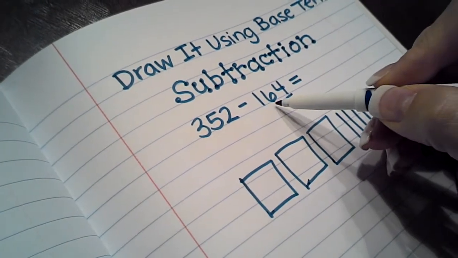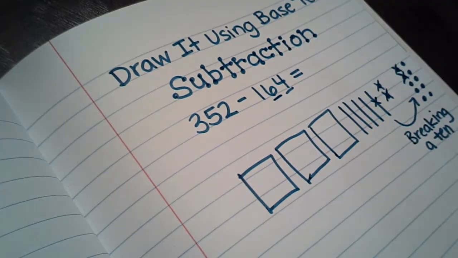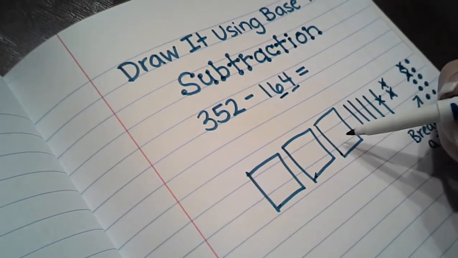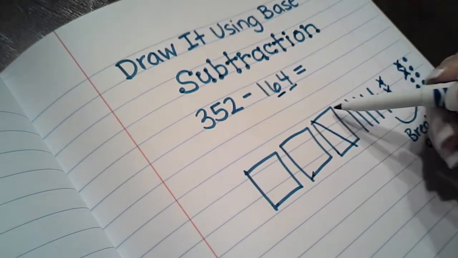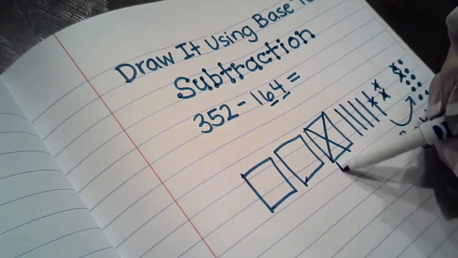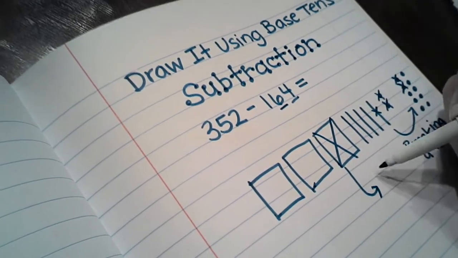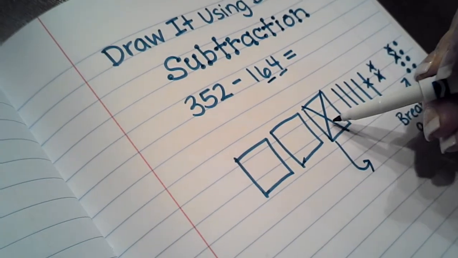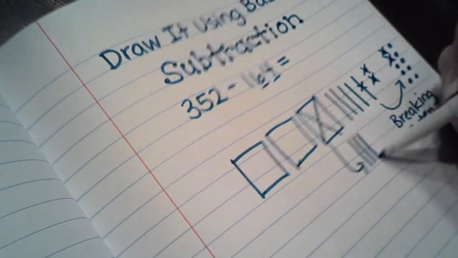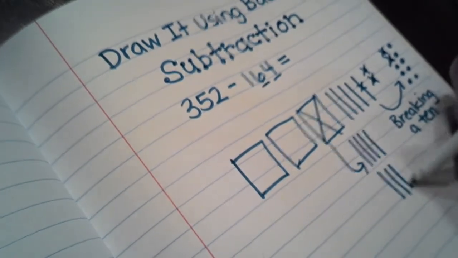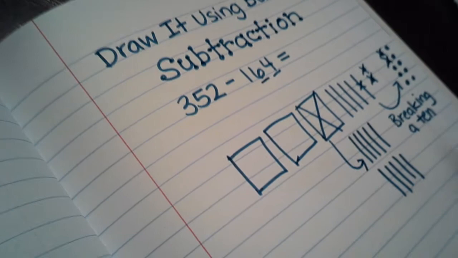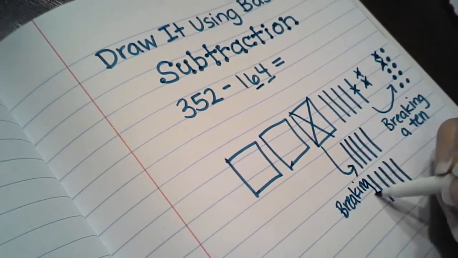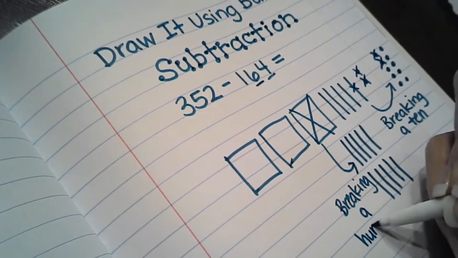Now I can move over to the tens place, and I've noticed in 164 there are 6 tens. I only have 4 tens here, so I'm going to have to break 100. So I'm going to cross it off and draw an arrow to where I draw my 10 longs that I'm now breaking this 100 into. This is called breaking 100.